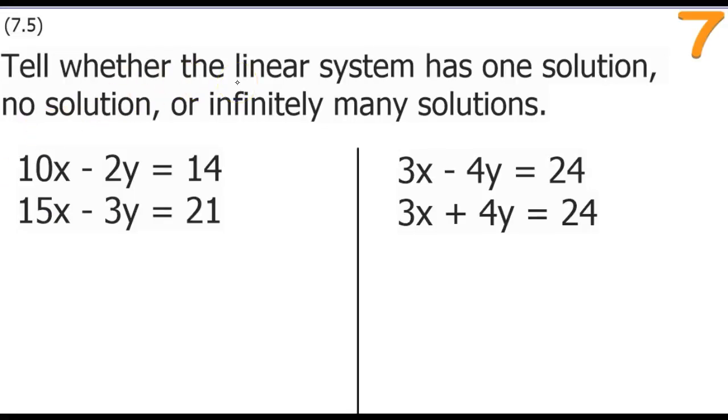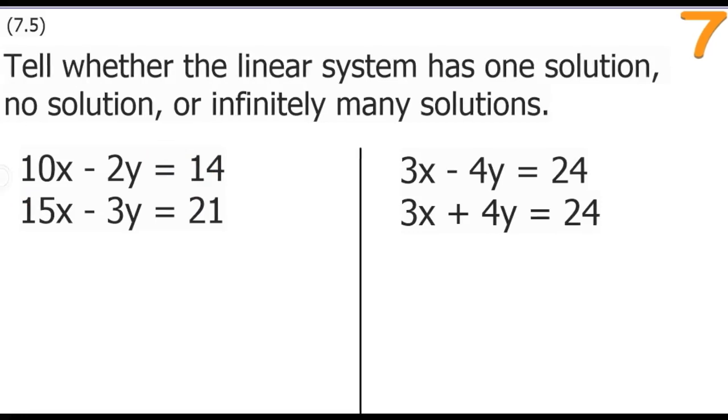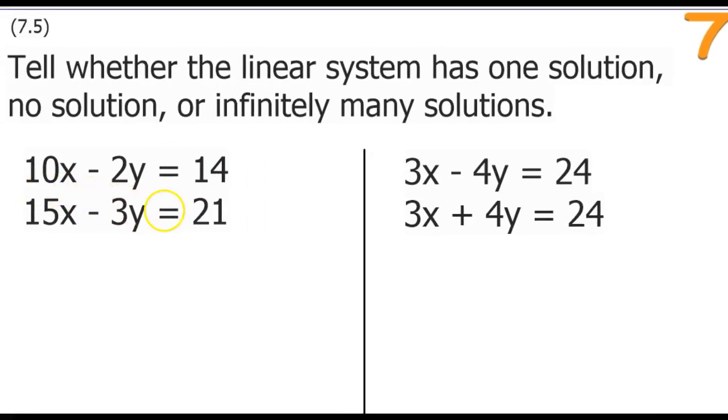Next, we need to tell whether the system has one solution, no solution, or infinitely many solutions. So, we can take this 10x minus 2y and the 15x minus 3y. What we're going to do is try to eliminate something.